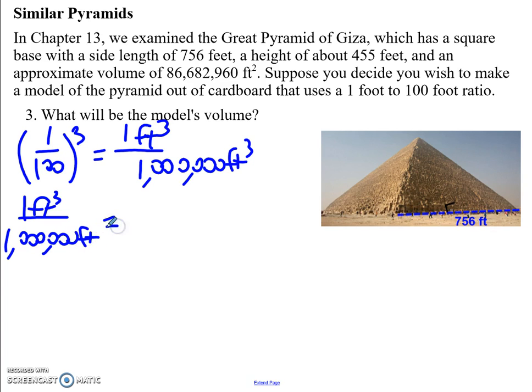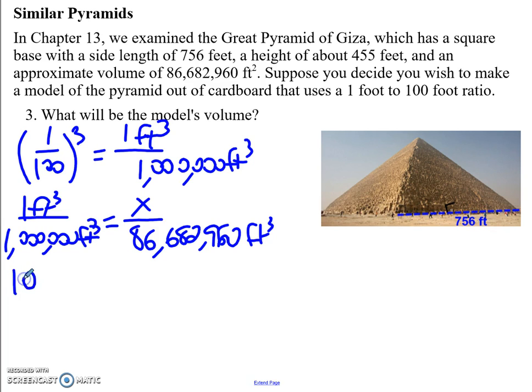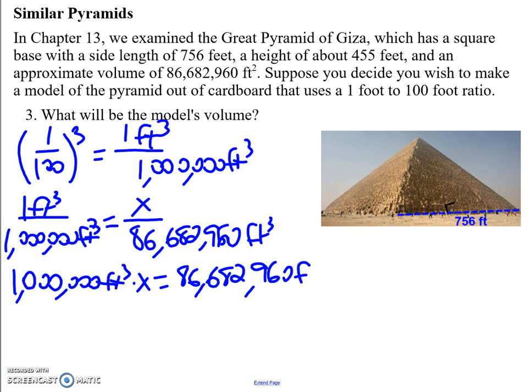cubic feet. And I don't know my cubic feet of my model, but I do know that this is 86,682,960 cubic feet. So when I cross multiply, I'm looking at 1 million cubic feet times x would equal 86,682,960 cubic feet times cubic feet. So this is actually going to be to the 6.